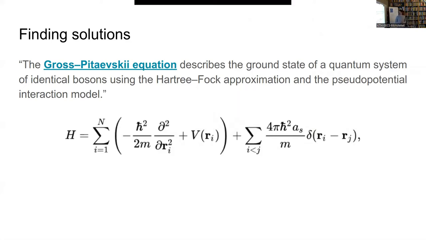The Gross-Pitaevskii equation, here I'm quoting Wikipedia, describes the ground state of a quantum system of identical bosons using the Hartree-Fock approximation and the pseudo-potential interaction model.